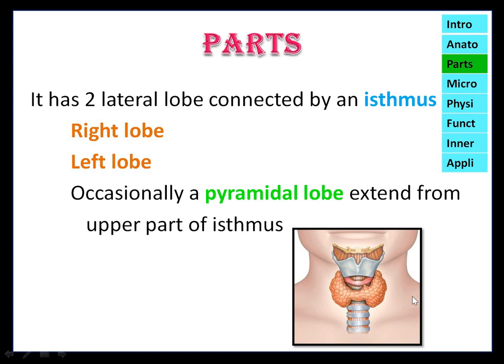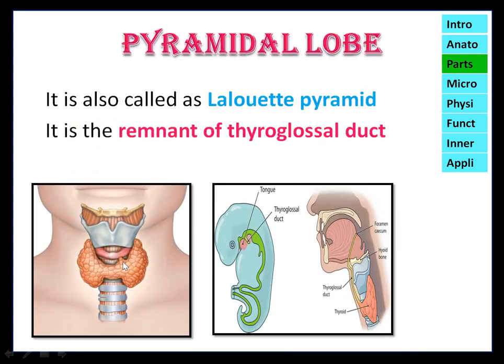Now the parts of the thyroid gland. It has two lateral lobes. These two lateral lobes are connected by the isthmus. The main two lateral lobes are the right lobe and the left lobe. Occasionally there is a pyramidal lobe, which extends from the upper part of the isthmus. It is also called Lalouette's pyramid, and it is the remnant of the thyroglossal duct.